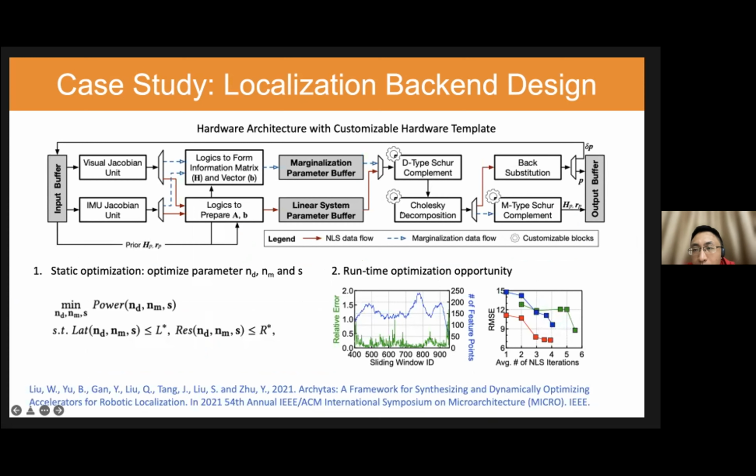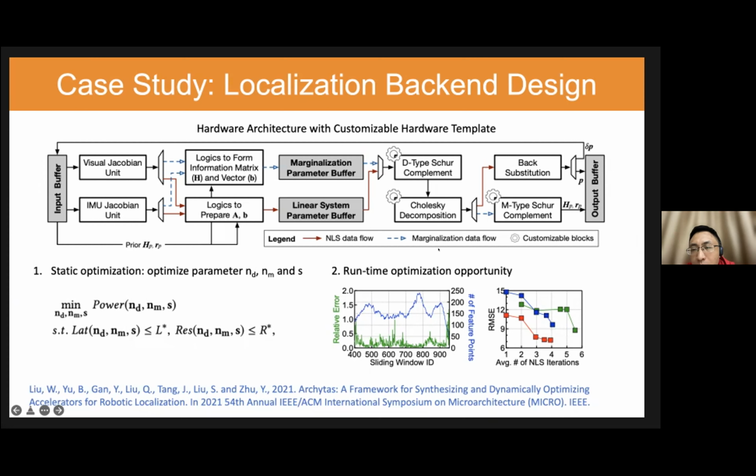And here is a detailed design of the framework. The above figure is the hardware template. In the templates, the Schur component and the Cholesky decomposition component are customizable blocks. And the formula shows the optimization problems we formulated. And these parameters are the number of computing units in these customizable blocks.